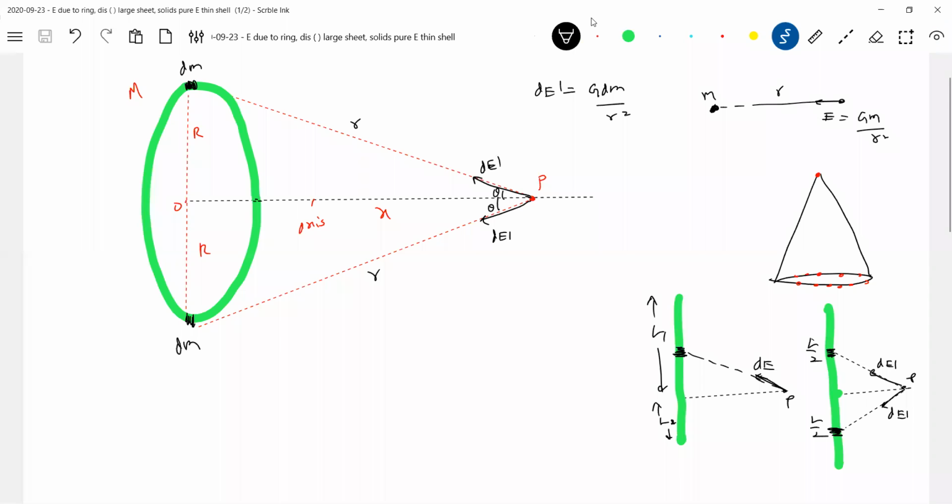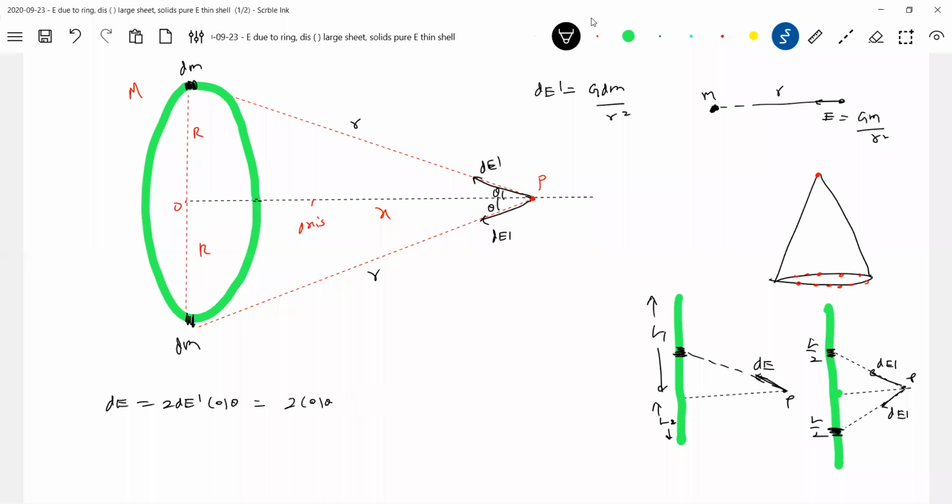So what is the net field? dE is equal to 2 dE dash cos theta. Theta will be constant, no? You take any point on a ring, the line joining the point mass to the point P will subtend an angle theta with the axis. So therefore this theta is a constant. So I'll take everything as 2 cos theta dE dash.